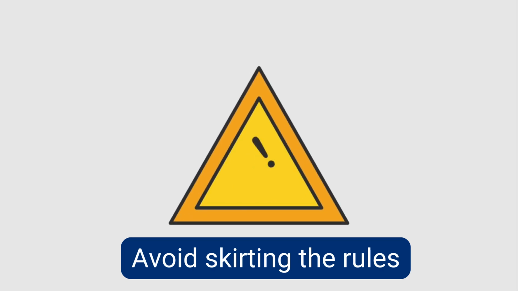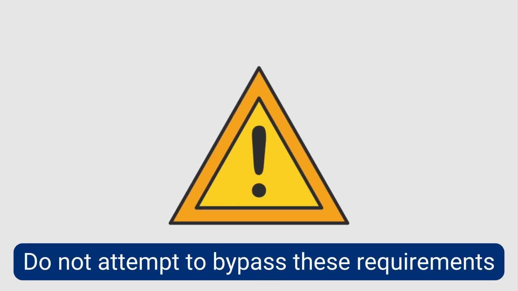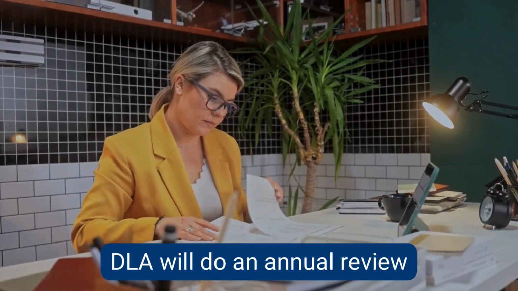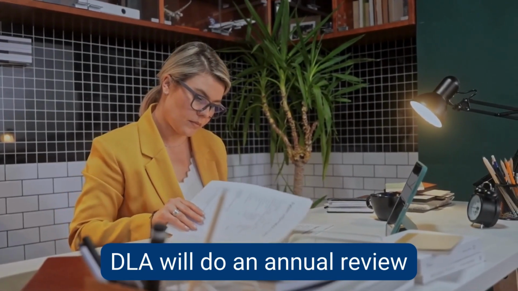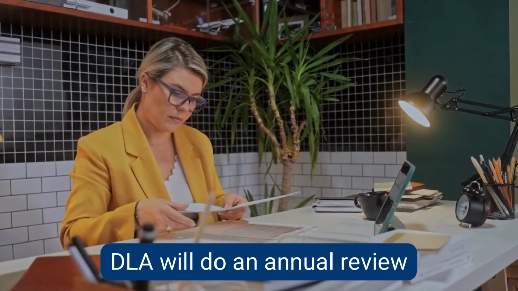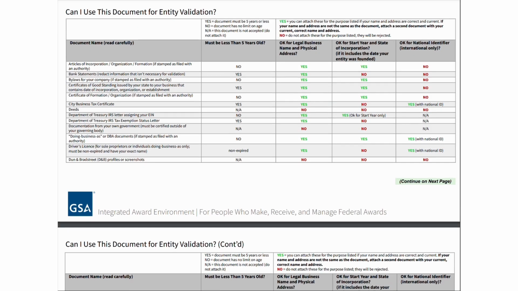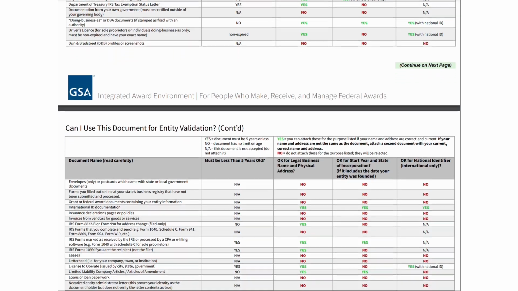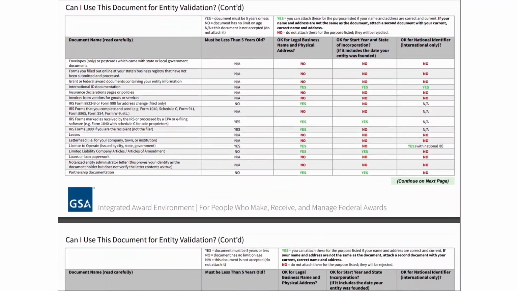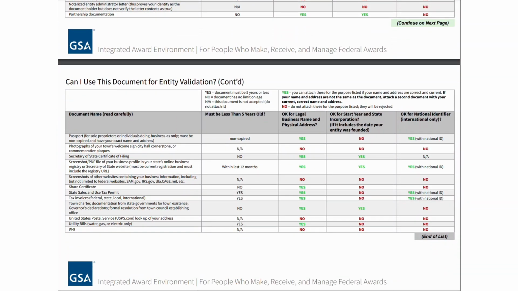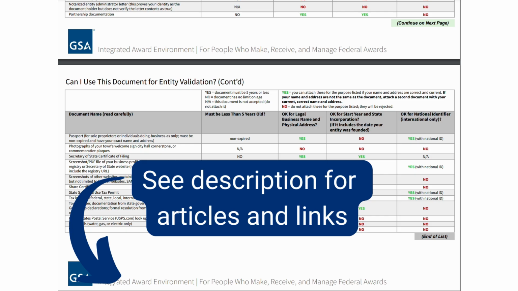Avoid skirting the rules. Don't attempt to bypass these requirements. Even if you manage to get through once, DLA will review your CAGE information annually during renewal. Issues with your address can delay your renewal and have severe consequences. When registering for SAM and CAGE codes, your physical address must meet certain criteria, with required documents to ensure legitimacy and proper identification. See description for articles and links.